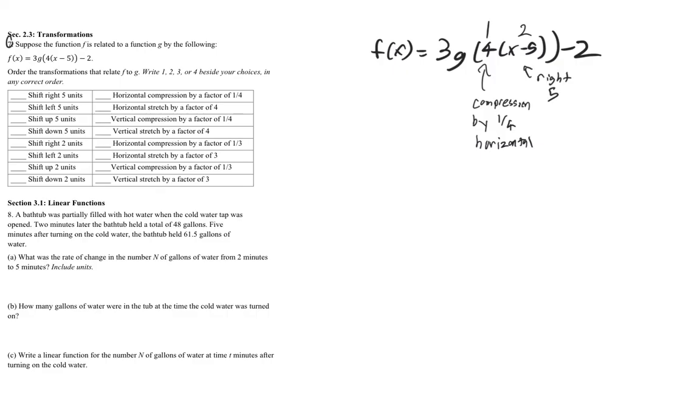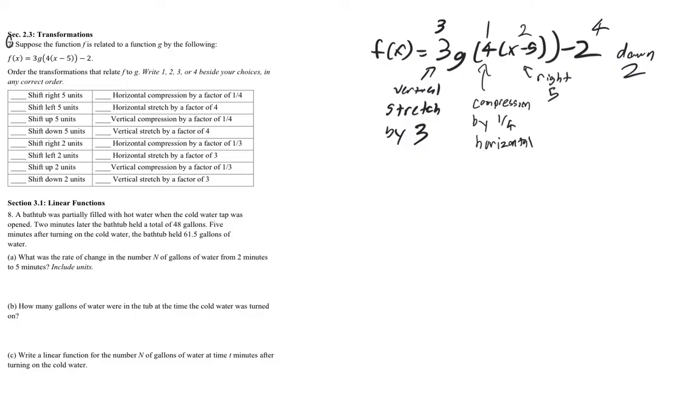And again, we want to look at compressions or stretches first. So we can see this 3 here is going to be our third transformation. And it's going to be a vertical stretch by 3. And then our last thing is we have this minus 2. That's going to be our fourth transformation, which is just down 2. So let's go over to our chart and mark it.